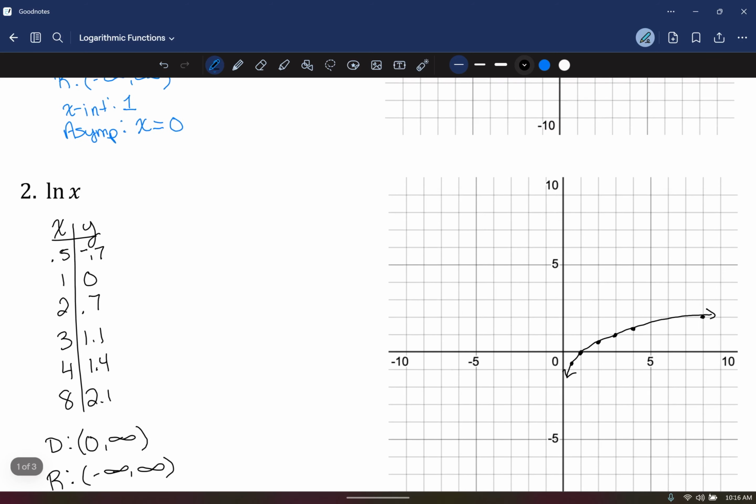Now, just to let you know, these can shift different directions. So if I would have had natural log of x plus 1, and that plus 1 was on the inside with that x, this would shift to the left one. So now my asymptote would be at negative 1 instead of at 0. If I would have said x minus 1, then it would be at positive 1 instead of at 0. So that would shift your domain as well. So it would be at 1 comma infinity instead of 0 comma infinity. If you add that 1 outside the parentheses, then it's going to shift your graph up 1, or if you subtract, then down 1, and so on and so forth.